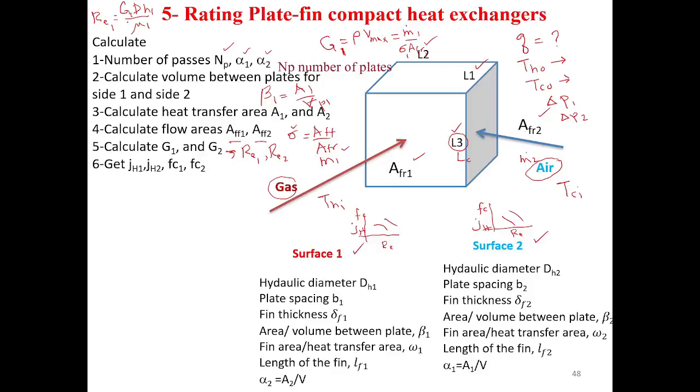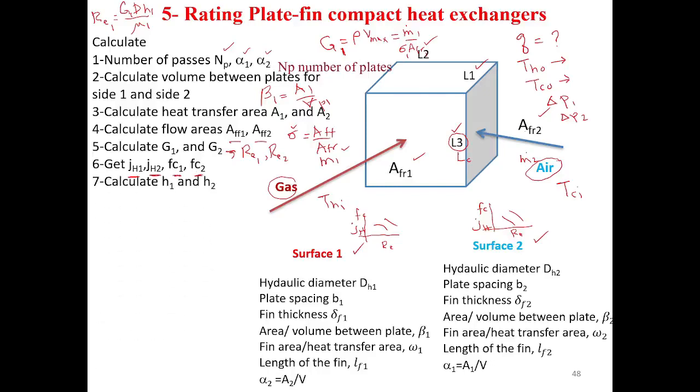So G1 multiplied by the hydraulic diameter 1 divided by the viscosity of the fluid on side number 1, you should be able to find the Reynolds number. Use this Reynolds number to go to the chart that relates the friction coefficient and the J factor with Reynolds number. Calculate JH1 or JH2, also the friction coefficient number 1 for side number 1 and the friction coefficient for side number 2.